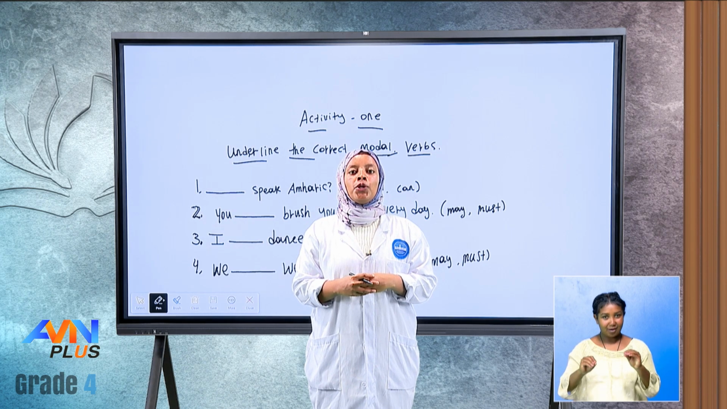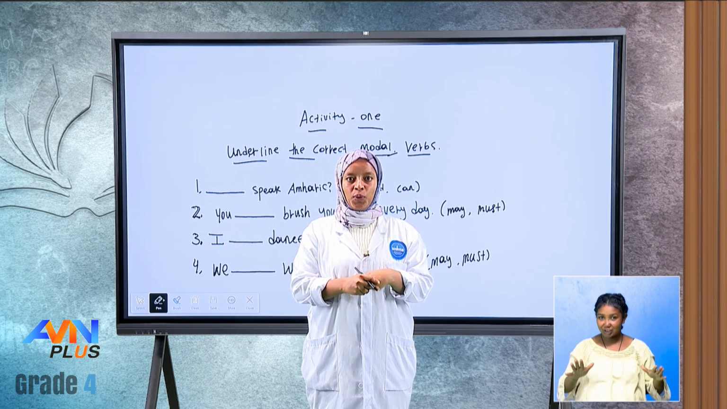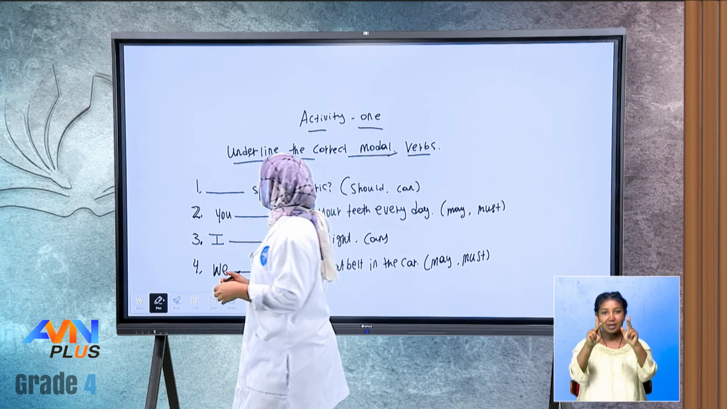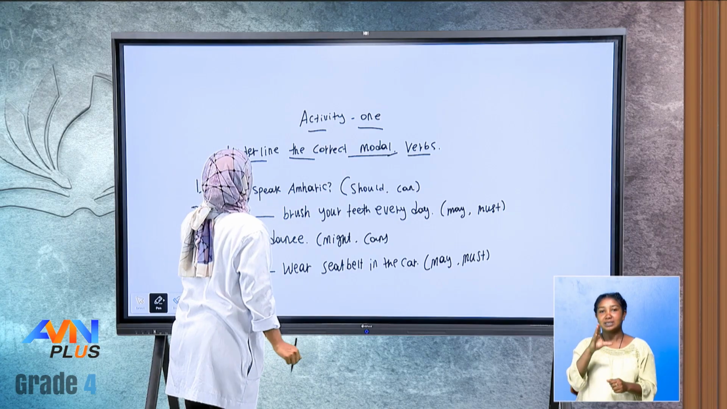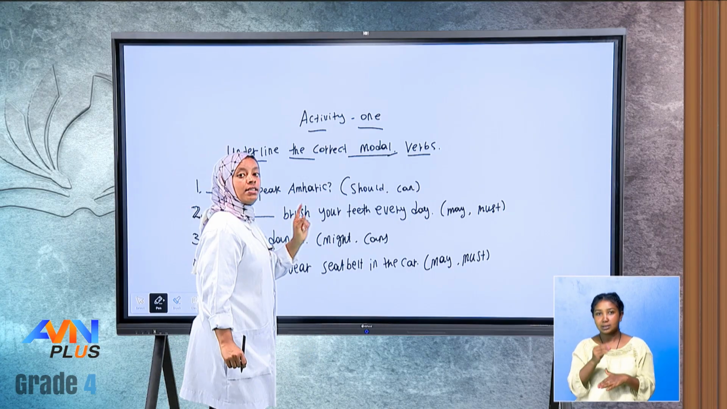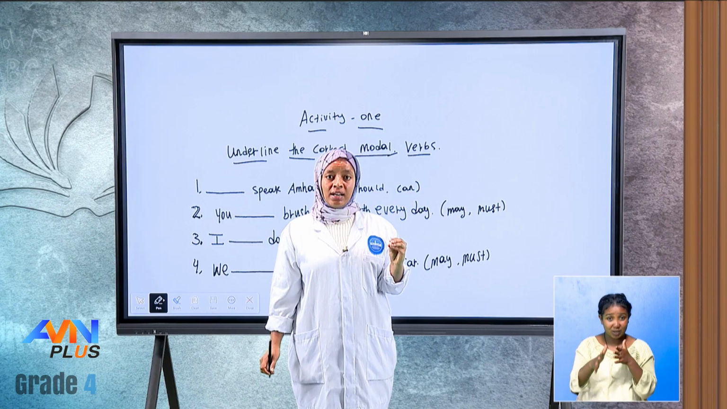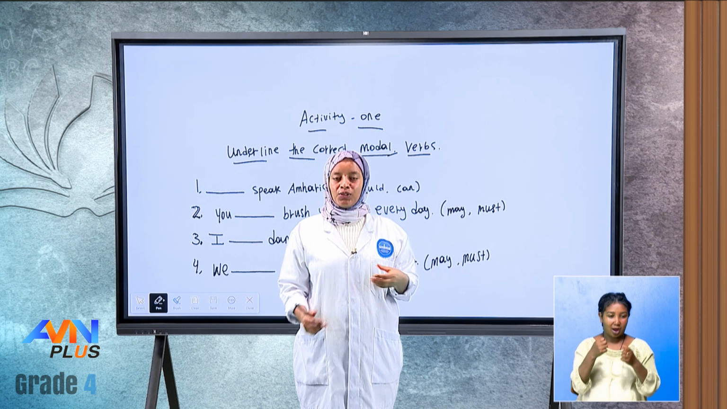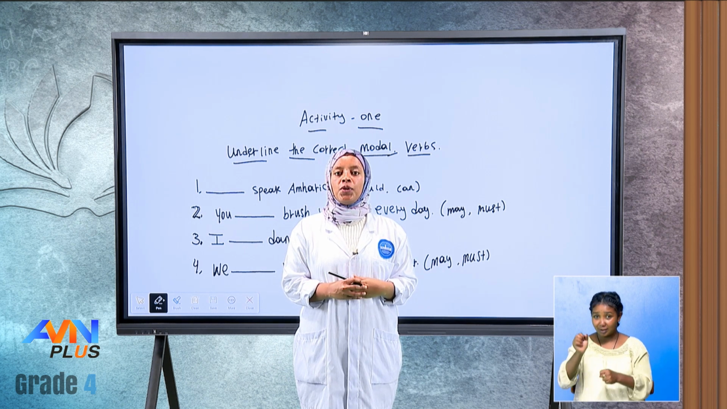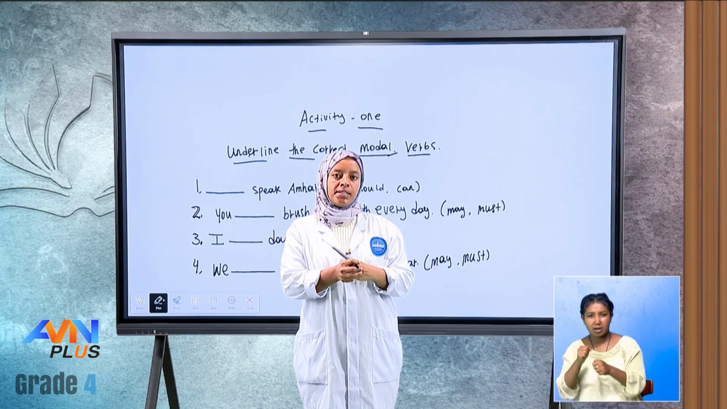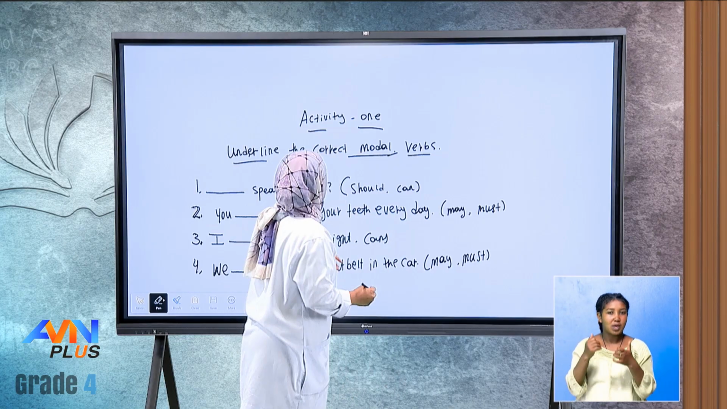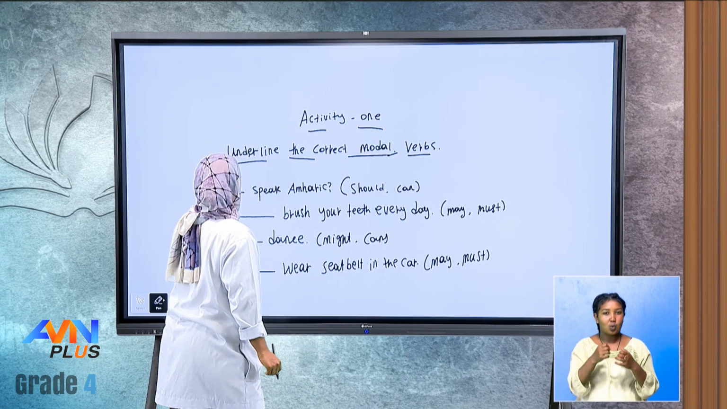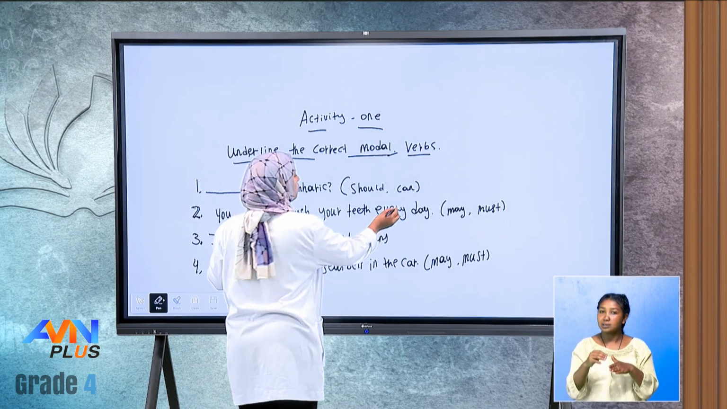Students, I hope you all have finished activity 1. Let us practice and let me give you correction together. Here is question number 1. Blank speak Amharic. Speak is an ability. I told you before already. We can use can for what? Ability. Speaking, running, dancing, these are ability. Amharic is a language, also an ability.